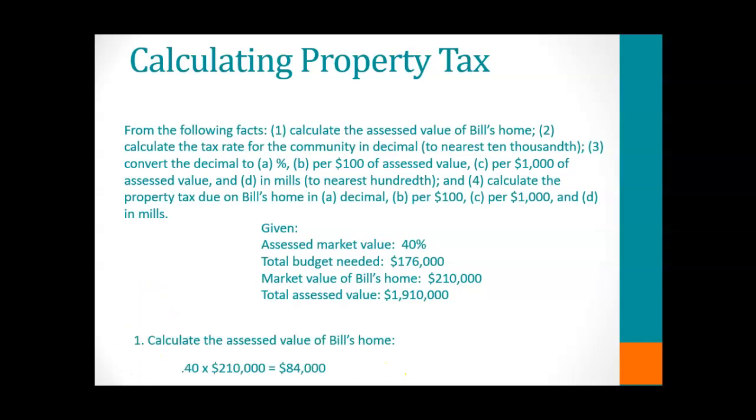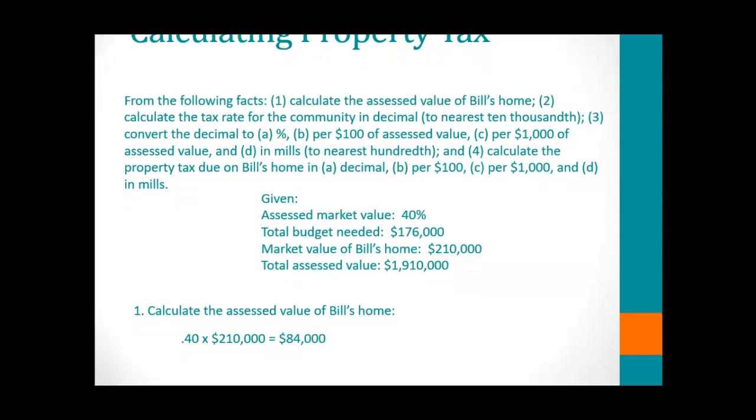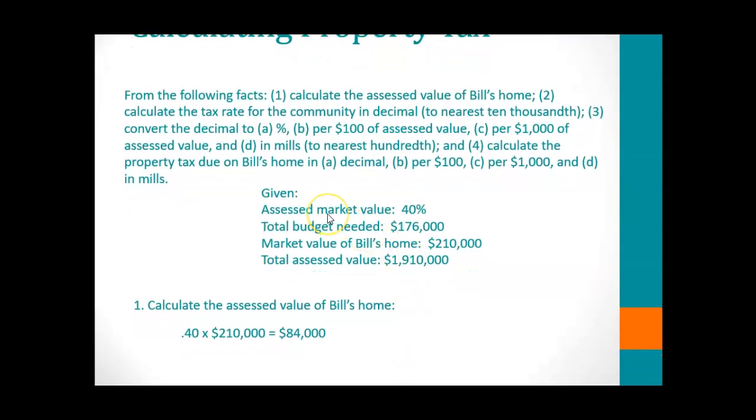So to calculate the assessed value of Bill's home, you will multiply the market value percentage, which is 40%, times Bill's home market value of $210,000. So the assessed value of Bill's home would be $84,000. Okay, you get that? All right.